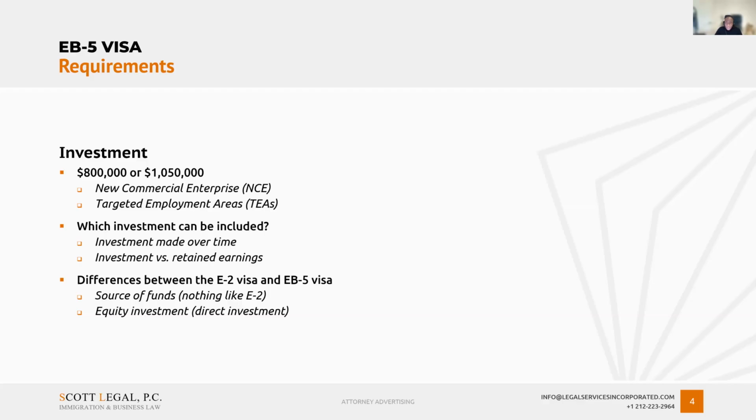And the investment does have to be an investment in the sense that it is not retained earnings. So, for example, let's say you had an E2 entity and the entity made $1.5 million, and then you had 400,000 in expenses, so you were left with 1.1 million, and that was in retained earnings, and then you spent that the next year. That wouldn't count for your EB-5 investment because that's just retained earnings in the company.